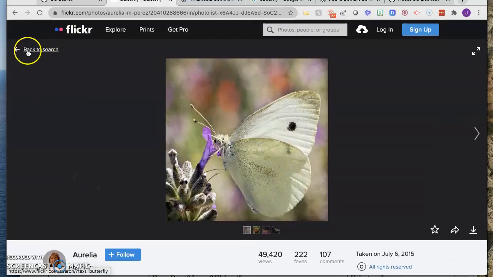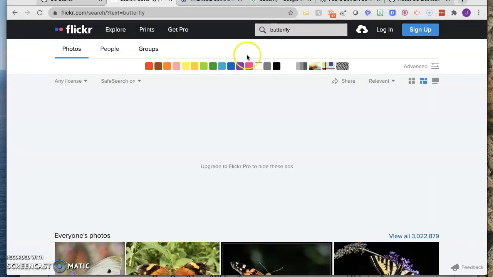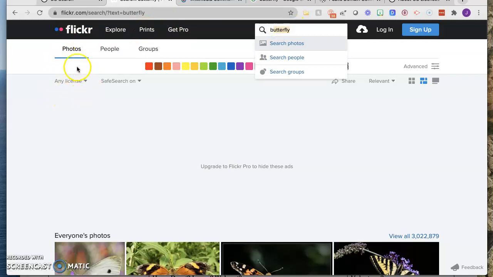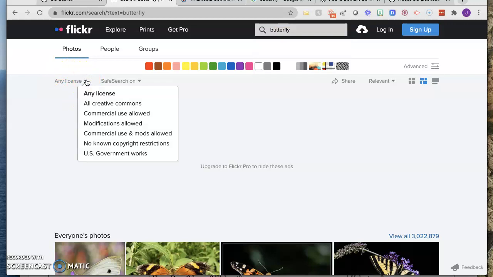So what we should be doing is, instead of just grabbing whatever we find, when we go into Flickr, we put in our key terms, then we go over here to the left where it says any license, and we're going to click on that, and we're going to come down to all Creative Commons or one of these other ones. There are a lot of different ones that we can choose from.